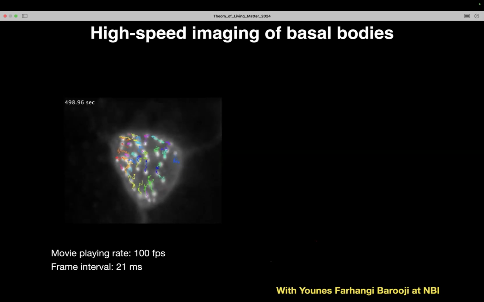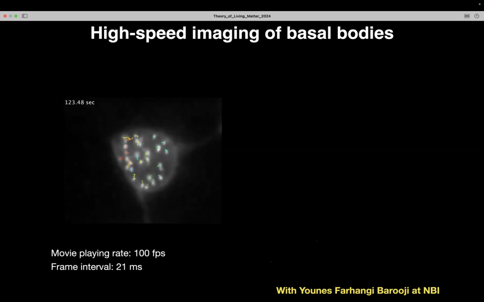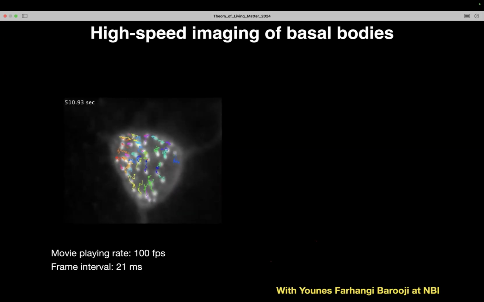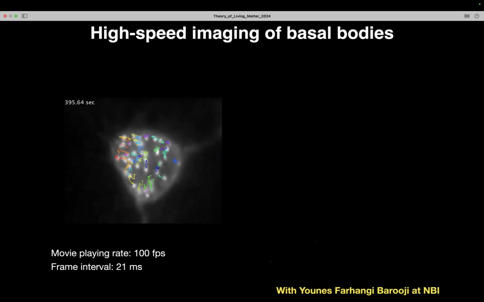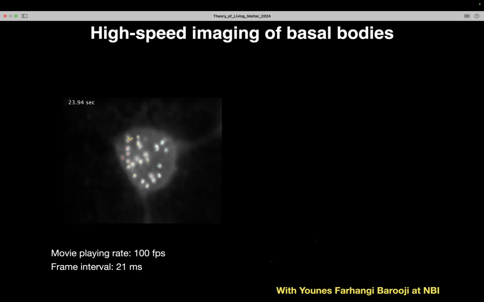So this is about 21 milliseconds. What we did in here, we basically take apical domains of different sizes. For example, let's say 100 micrometers square, and image this apical domain with the 21 millisecond resolution for 10 minutes. And then we find another apical domain, which is of different size, and basically did the same. So image for 10 minutes with the 21 millisecond resolution.